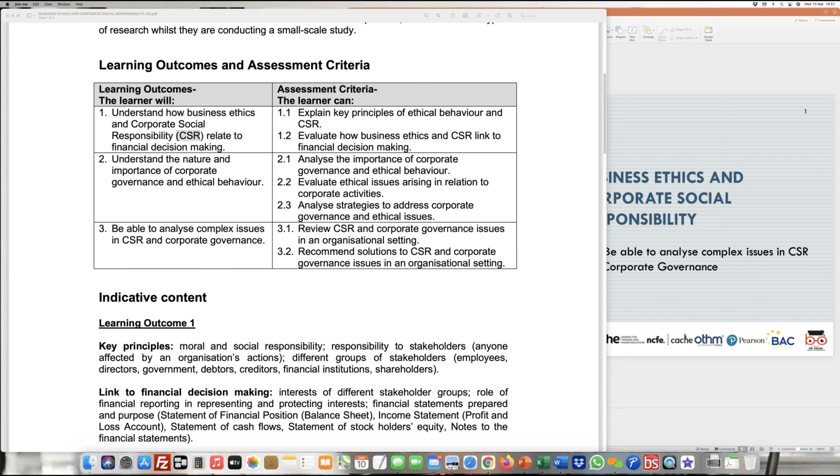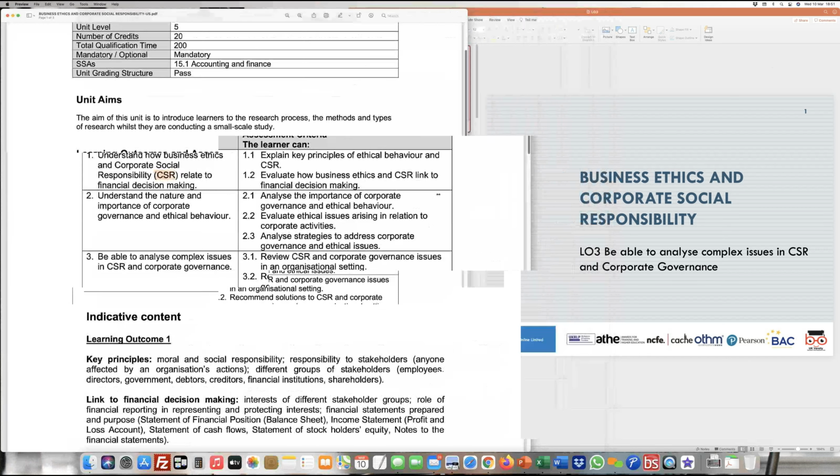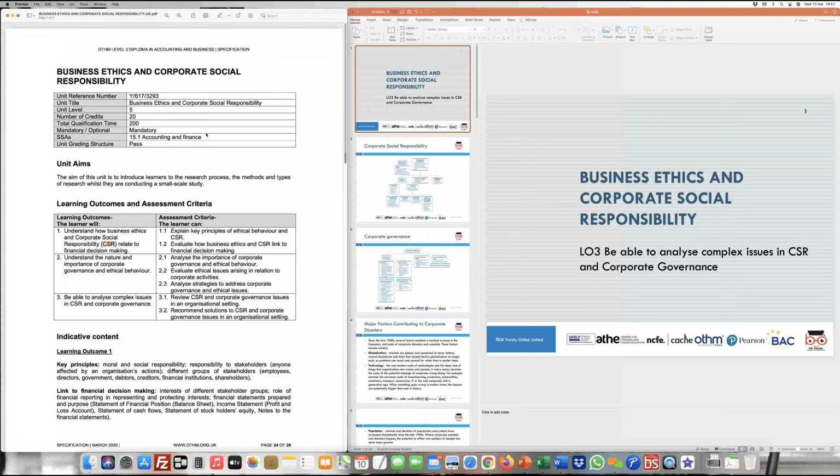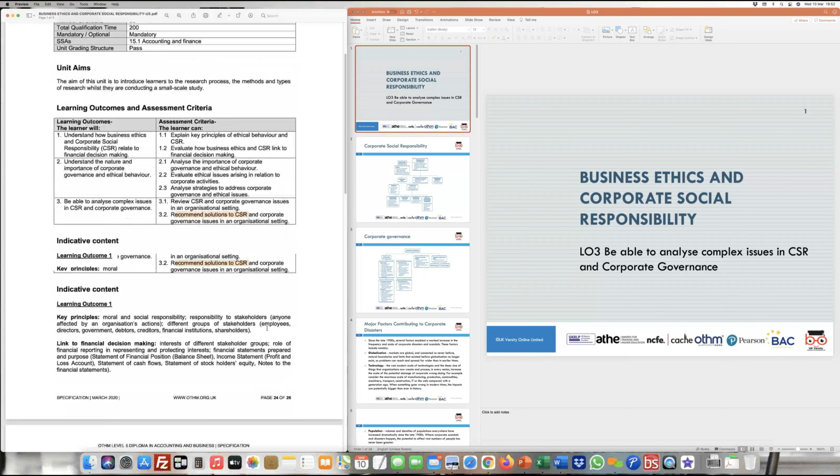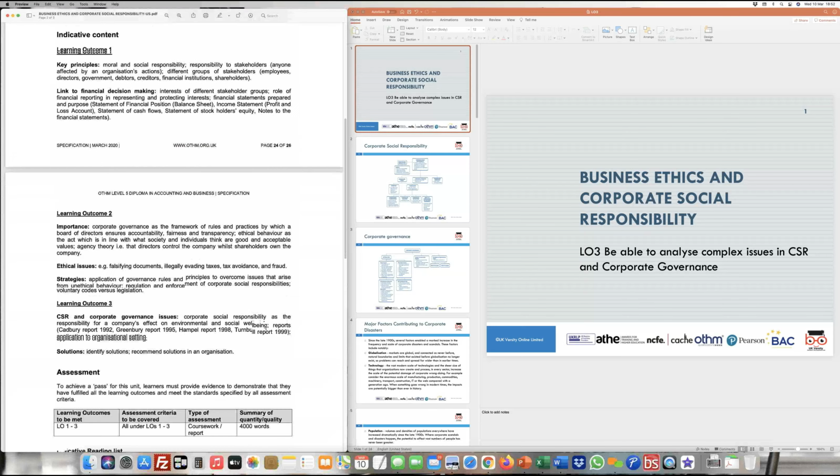That means I am able to actually apply what I have learned from learning outcomes 1 and 2, and I can take up an example of an organization to show and review corporate governance, and I can take up an example to recommend solutions for CSR problems. If the company has problems with corporate social responsibility, then I can recognize that problem, and I can make some recommendations on how the company can improve these issues of corporate governance and CSR in their organization.